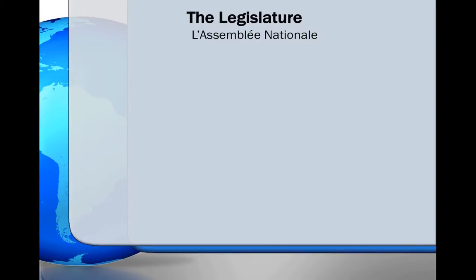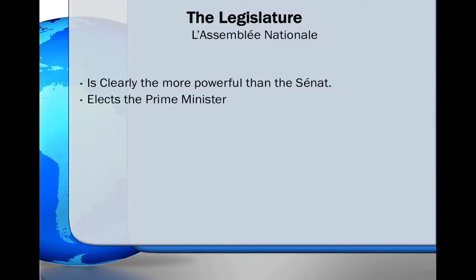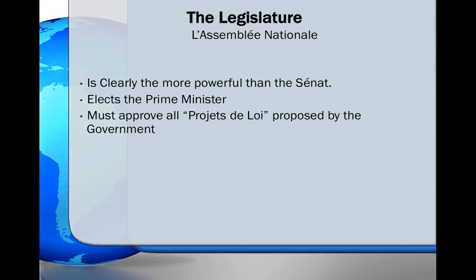Now we'll begin to talk about the legislature, and we'll start with l'Assemblée Nationale. France's legislature is bicameral, and the l'Assemblée Nationale, or the National Assembly, is clearly more powerful than the Senate, or le Sénat. The National Assembly elects the Prime Minister, although this is more a formality when the President's party also happens to control the Parliament.